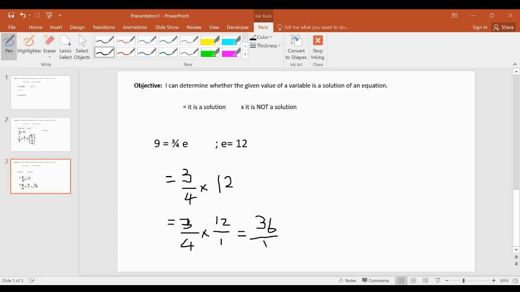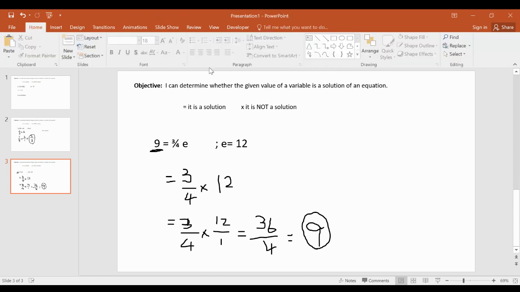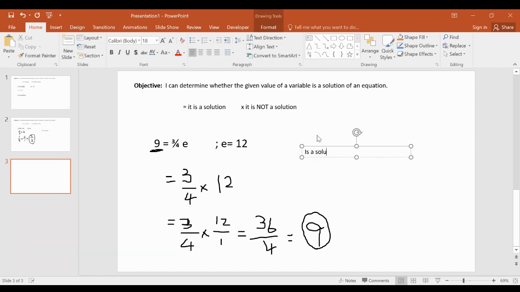Now what we have ended up with is an improper fraction. So I can ask myself, how many times does the number 4 go into 36? Oh, that's right. It goes in 9 times. So I've ended up with the answer of 9. Let's take a look. And that works. I should have ended up with 9. That tells me that E equals 12 is the solution.